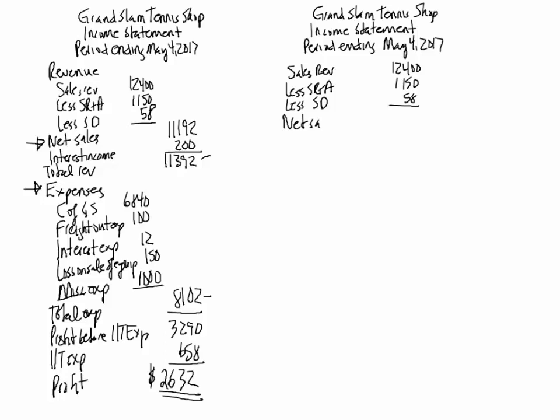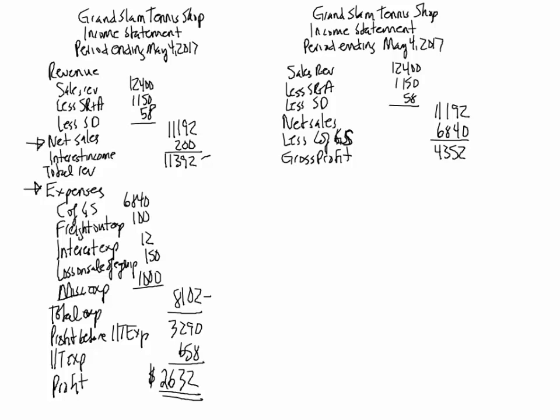Net sales is 11,192. And then I do less cost of goods sold, 6840. And then I do gross profit. The gross profit is the difference, 4352.